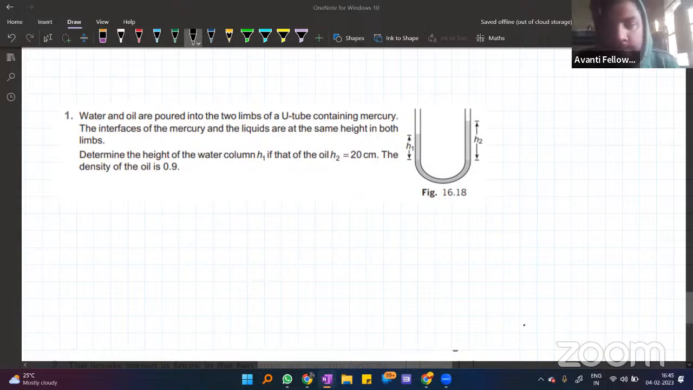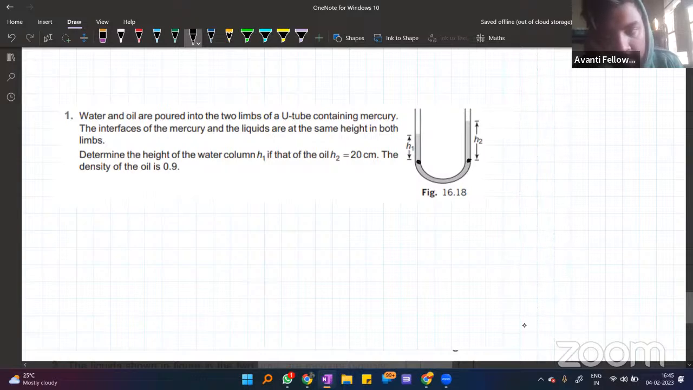Okay, guys, let me solve this question. Water and oil are poured into two limbs of a U-tube containing mercury. The interface of the mercury and the liquids are at the same height, means these 2 points are at the same height, one interface here, one interface here. What is interface? Interface just simply means where oil and water basically meet. Determine the height of the water column H1. We have to calculate H1. If the oil H2 is 20 centimeter, the density of the oil is this.